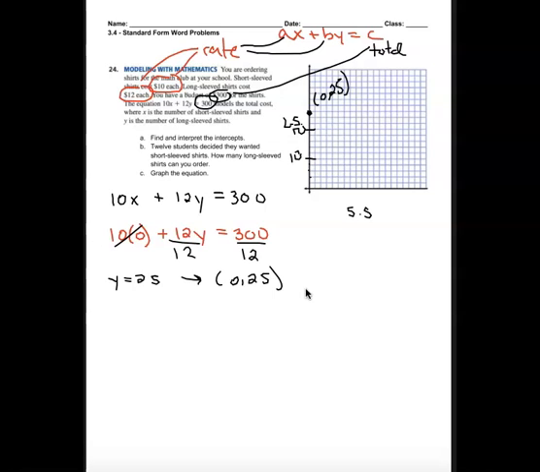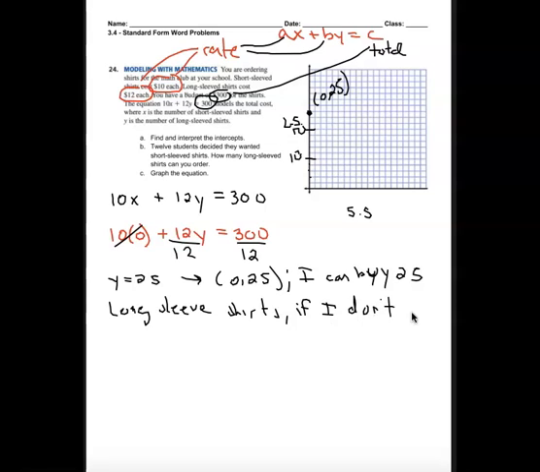Now, if I were to interpret this, what does this mean? I can buy 25 long sleeve shirts if I don't buy any short sleeve shirts. Right? And that's what 0 going in for x means. That's one of my intercepts.